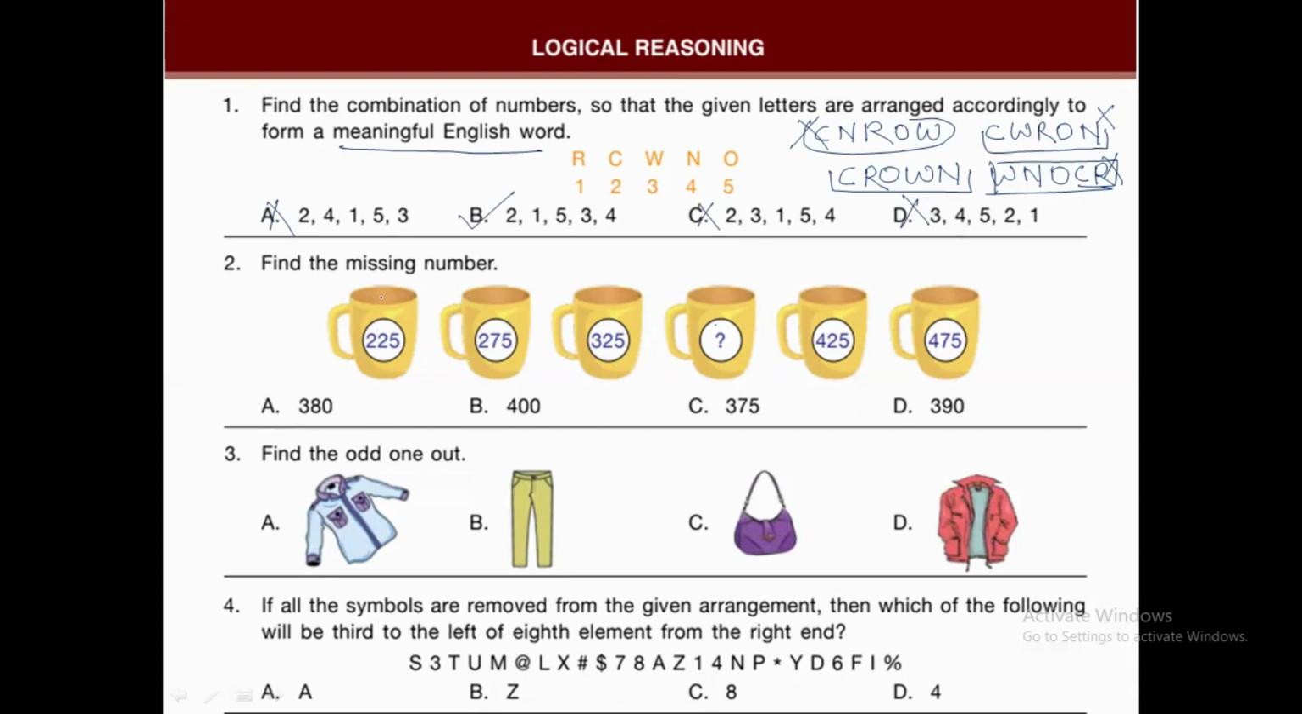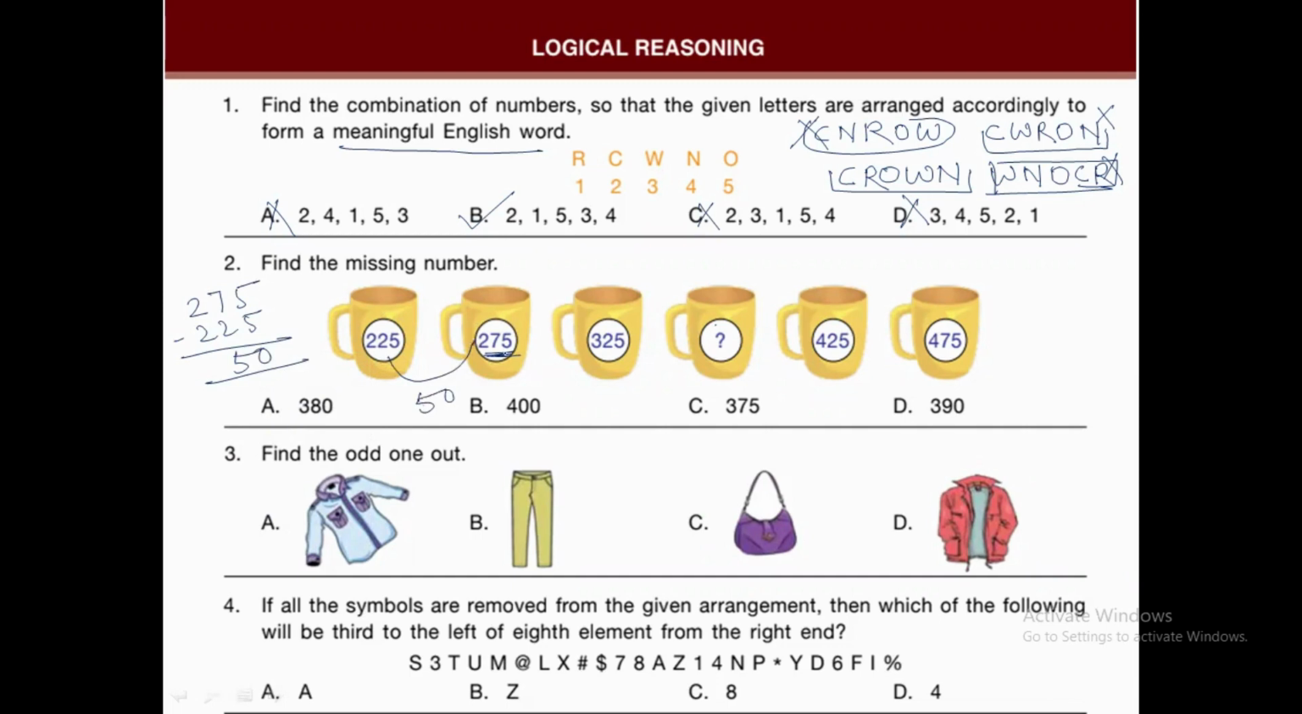By how much are they increasing? We need to find that. On the first cup 225 is there, and on the second 275 is there. So we need to find the difference between them to find out how much they are increasing. What is the difference between 275 and 225? When we subtract these two numbers, we get 50. So we can say that there is a difference of 50.